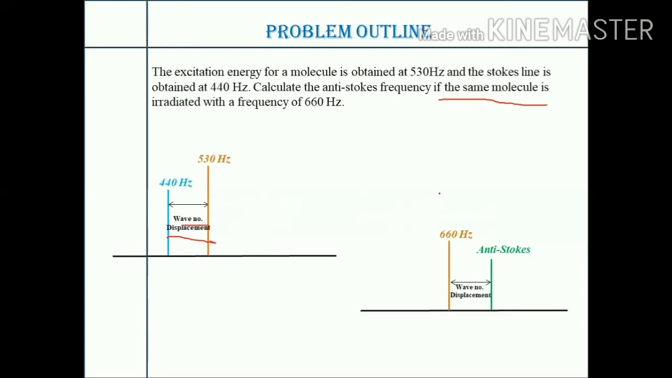Why? Because the molecule is not changing. Okay, so what do we do? We start the problem with the first part. The first part has given us the frequency of the Rayleigh scattering and the Stokes line. So what I do over here is take the difference between the two, that is the wave number displacement. Once I know the wave number displacement, I apply it to the second part of the question, right?